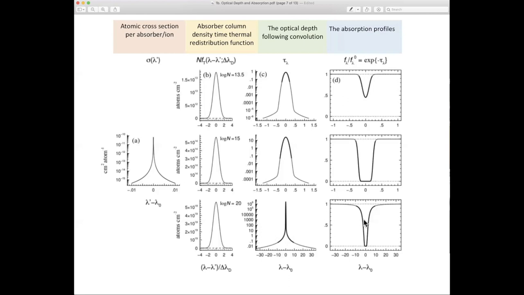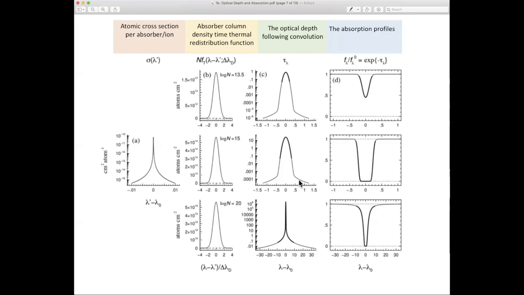And so you start to see the shape of that Lorentzian wing kicking into the line and causing what we call the damping wing. And so all the way out here to 10 angstroms to either side of the line core, we have optical depths that are 0.1 and greater. And so we have a discernible line all the way out for optical depths greater than 0.1. And this is catching these wings that are here in the Lorentzian through the convolution, and you get these damping wings.